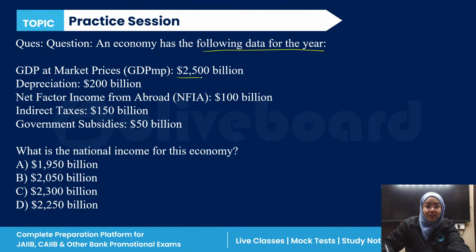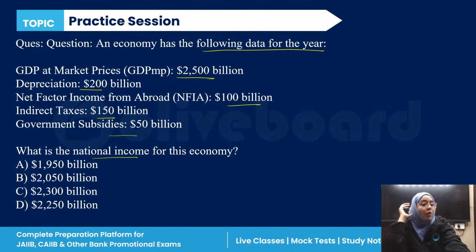An economy has the following data for the year: GDP at market price, depreciation, net factor income from abroad, indirect tax, and government subsidies. What is the national income for this economy? Everyone, please answer this question. Here we have to understand the question, what we have to calculate. First, you have to understand what you have to calculate, and then you have to answer, everyone.